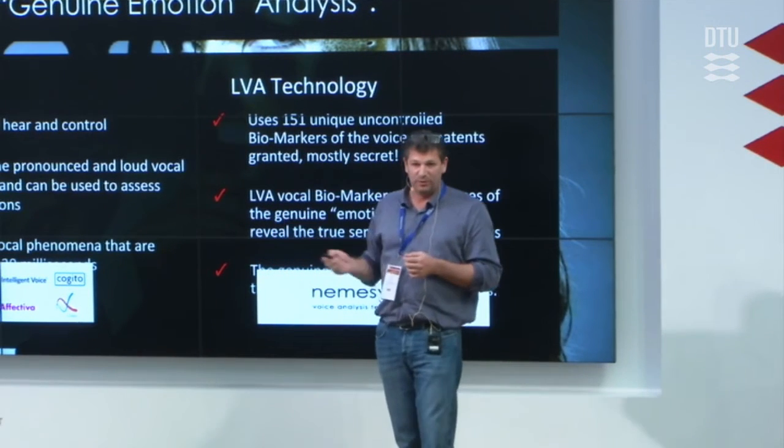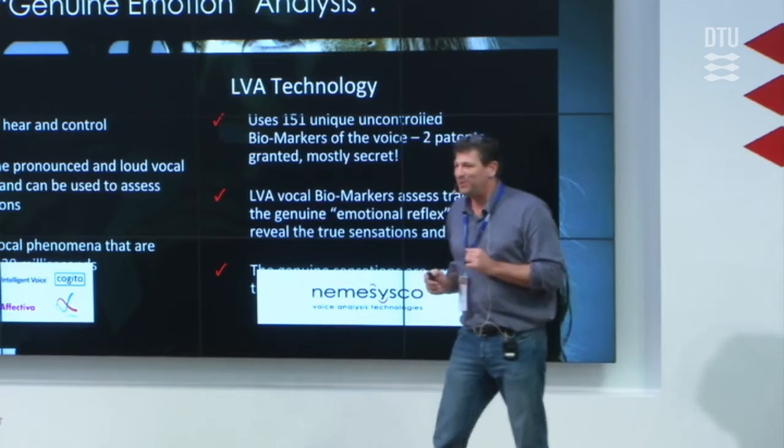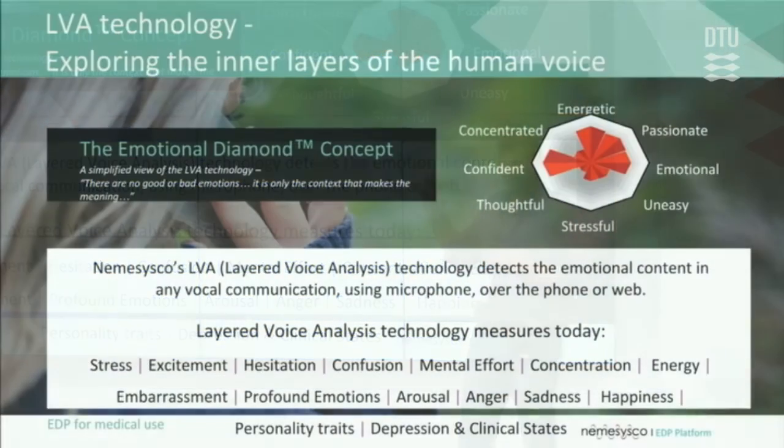There are others that do voice analysis. Our parameters are different. 2 patents, by the way. We've created different concepts around it. We talk about many different emotions that we can identify. We've created this simple illustration of what we call the emotional diamond. If you look at it for a second, you'll see that we can actually separate between energy and stress. Energy is everything that pushes us forward. Stress is everything that makes me go back.